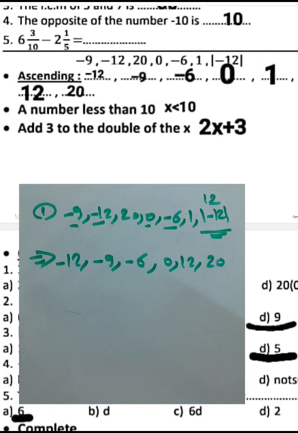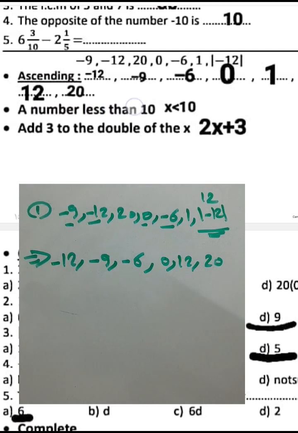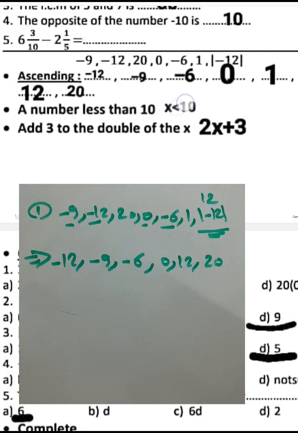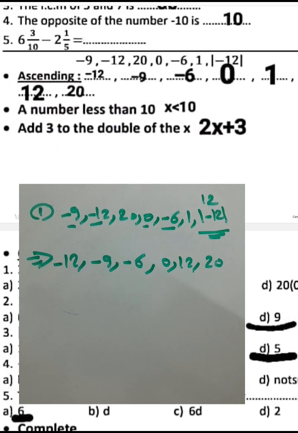A number less than 10, meaning x less than 10. You must write x less than 10. Then 3 more than double of x will be 2x plus 3.